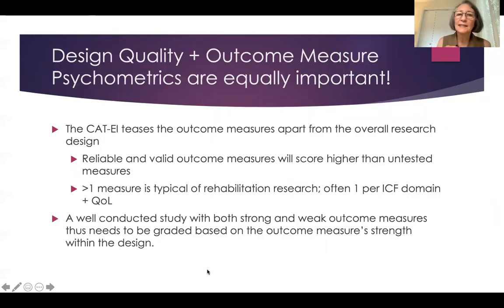The CAT-EI teases apart this notion of research design from the outcome measures and allows you to assess the quality of a particular outcome measure within the design of the study. So part B, questions 1 through 12, look at that overall design. Was there blinding? Was there allocation? Did they do a power analysis to set up the design? But questions 13 through 20 look more at the rigor of the outcome measurement itself.